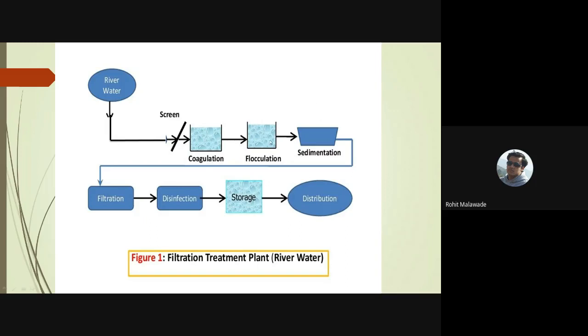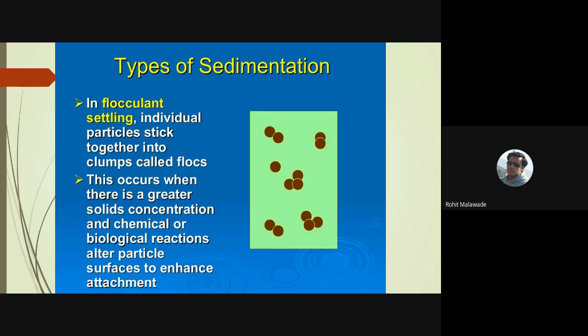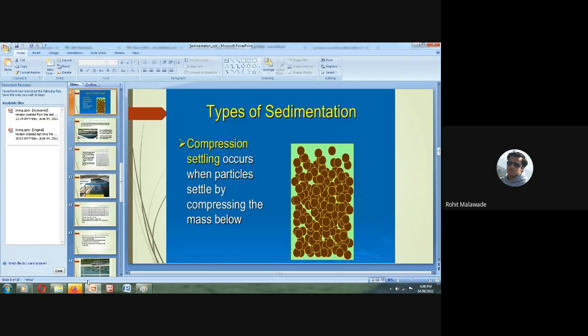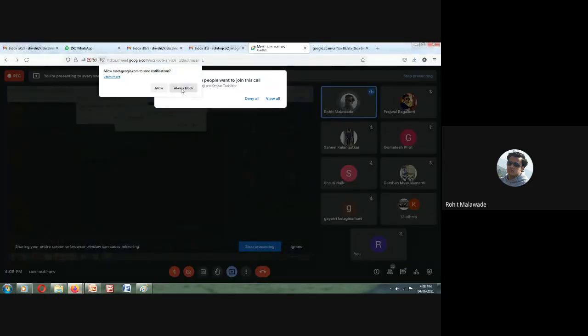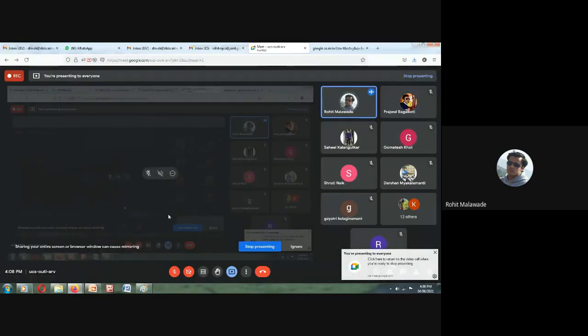After that, we have the sedimentation process. We discussed what the sedimentation process is in the previous class, and then we saw the different types of sedimentation: discrete settling, flocculent settling, hindered settling, and compression settling. Each has been explained in detail in our previous classes.